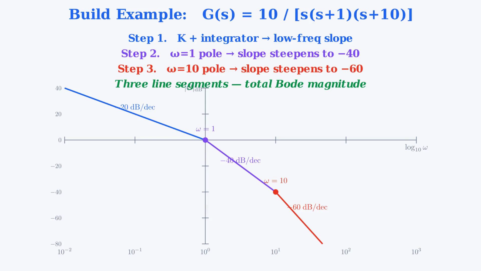At omega equals 1, the pole at minus 1 kicks in. Slope changes by minus 20. Total slope becomes minus 40 dB per decade. At omega equals 10, the pole at minus 10 kicks in. Slope changes by another minus 20. Total slope becomes minus 60 dB per decade. And we're done. 3 line segments, minus 20, minus 40, minus 60, meeting at omega equals 1 and omega equals 10. That is the asymptotic magnitude plot for the entire transfer function.